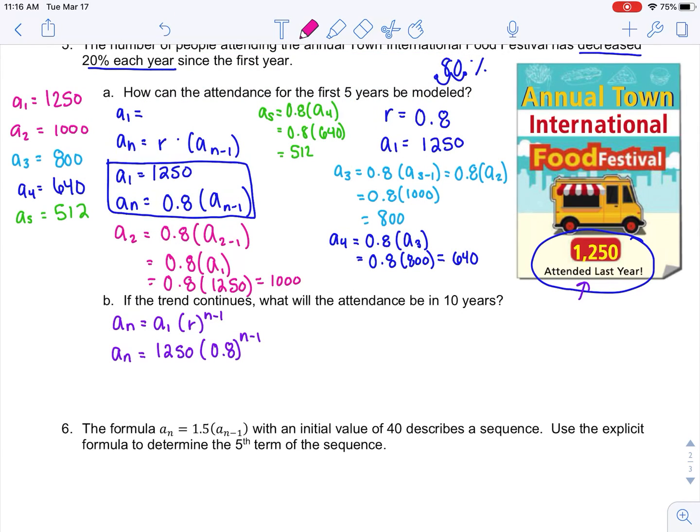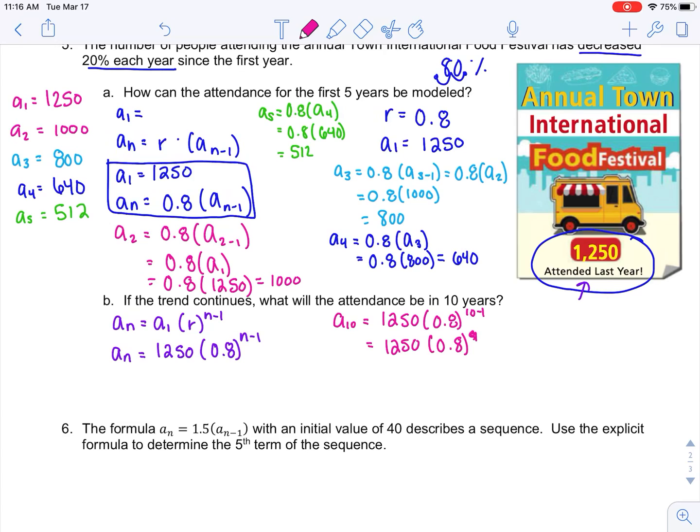So now we can use that formula to find the attendance in 10 years. So we can plug in 10 for n. So A10, finding our 10th term, is equal to 1,250 times 0.8 to the 10 minus 1 power, which is 1,250 times 0.8 to the ninth power.